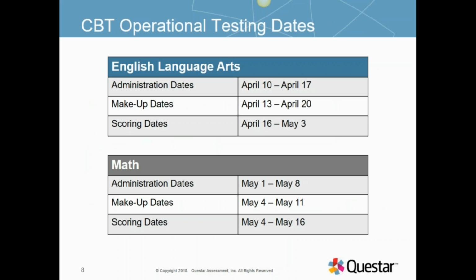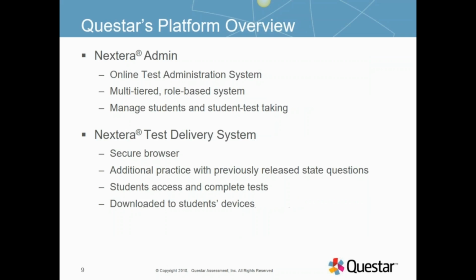For ELA, the administration dates are April 10th to April 17th, which is just right around the corner. Makeup dates, April 13th to the 20th, and scoring dates, April 16th to May 3rd. For math, the administration dates are May 1st to May 8th, with makeup dates until the 11th and scoring dates May 4th to May 16th.